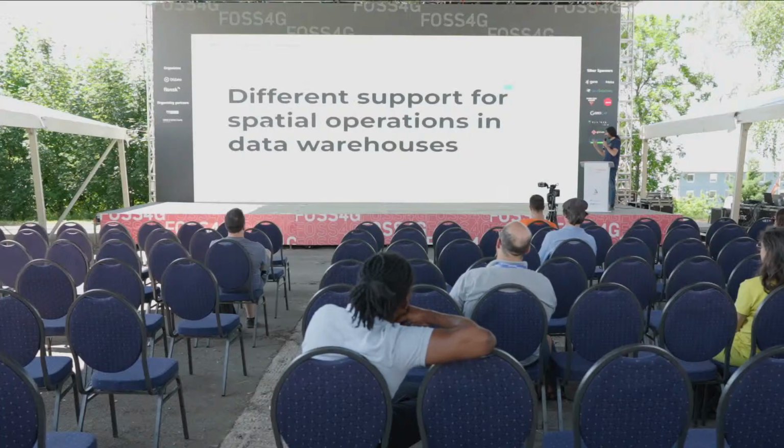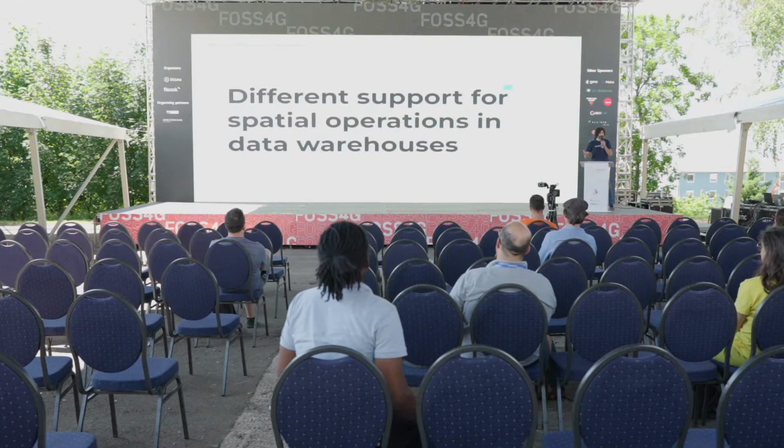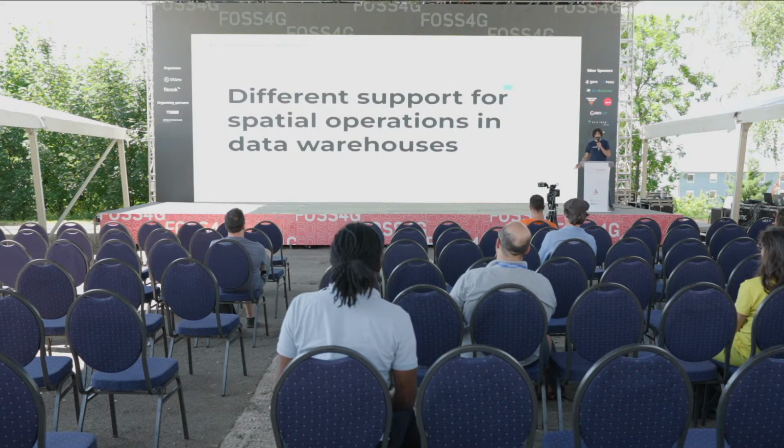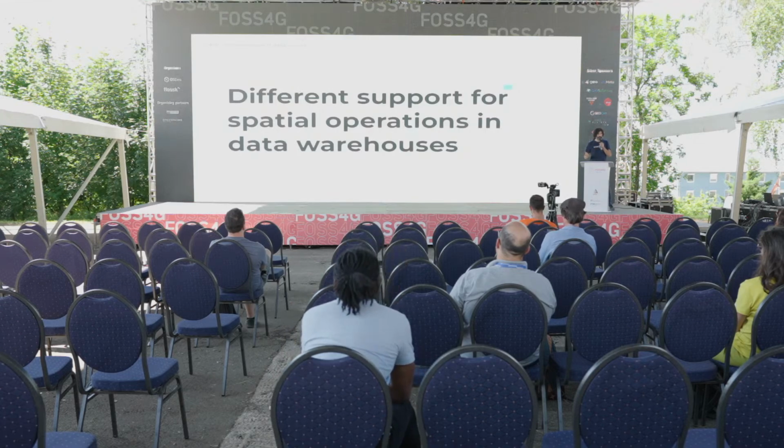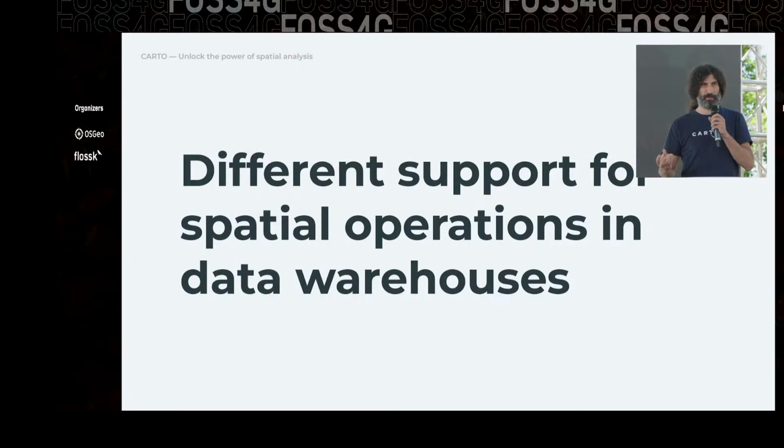So what happens is that we have different support for spatial operations in data warehouses. There are several data warehouses, and all of them support spatial data. If you're familiar with Postgres and PostGIS, Postgres doesn't have support for spatial things, but PostGIS adds the support for native spatial objects, and then the functions to do things with those objects. Most of the most popular data warehouses have support for geographies or geometries, but they don't have such a large array of functions to actually analyze and work on them.